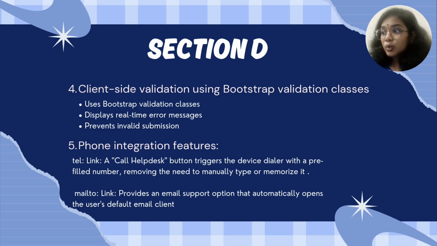So let's move on to question 5 in section D, which is phone integration features. The tel link is a call help desk button that triggers the device dialer with a pre-filled number, removing the need to manually type or memorize it. Then the mailto link provides an email support option that automatically opens the user's default email client.